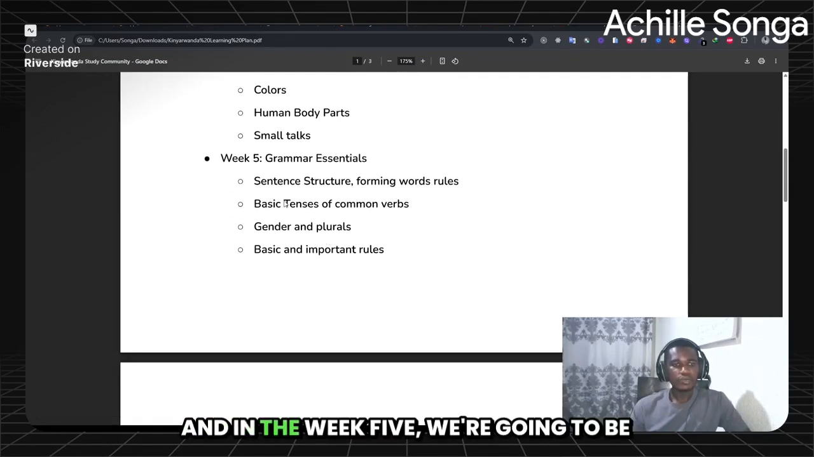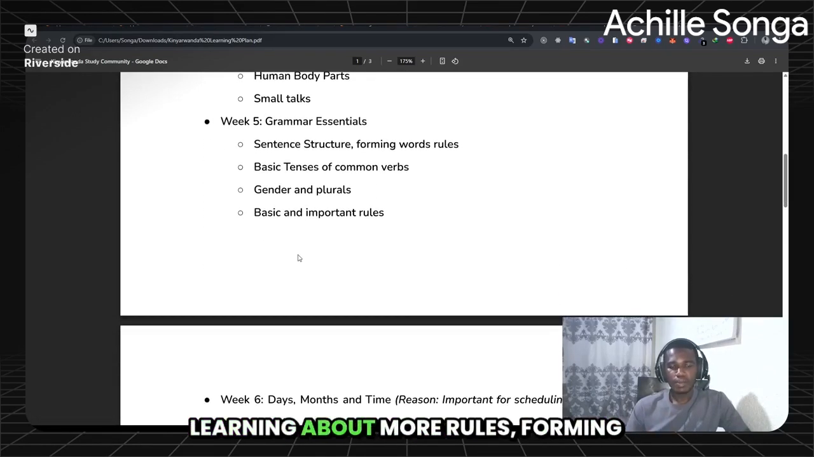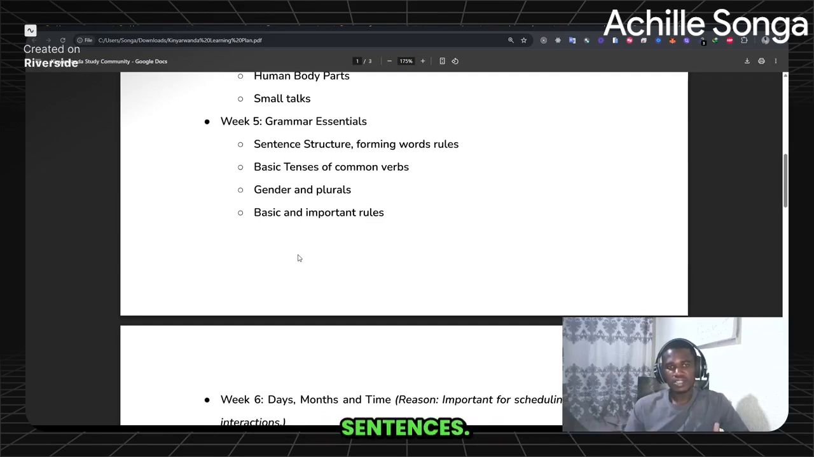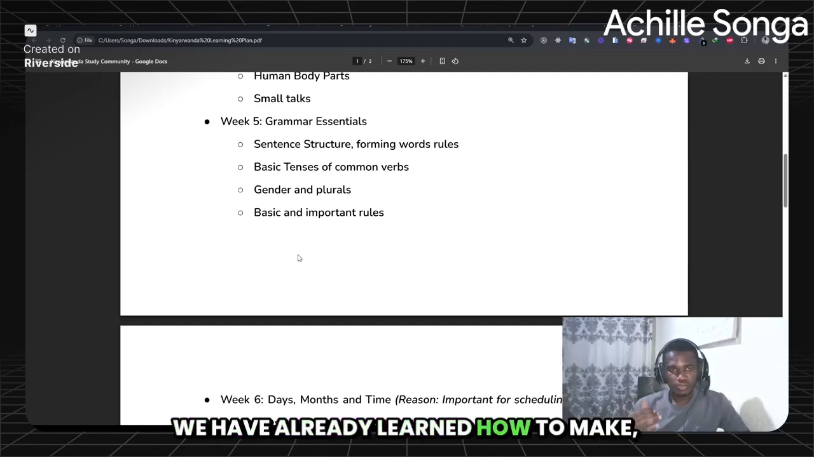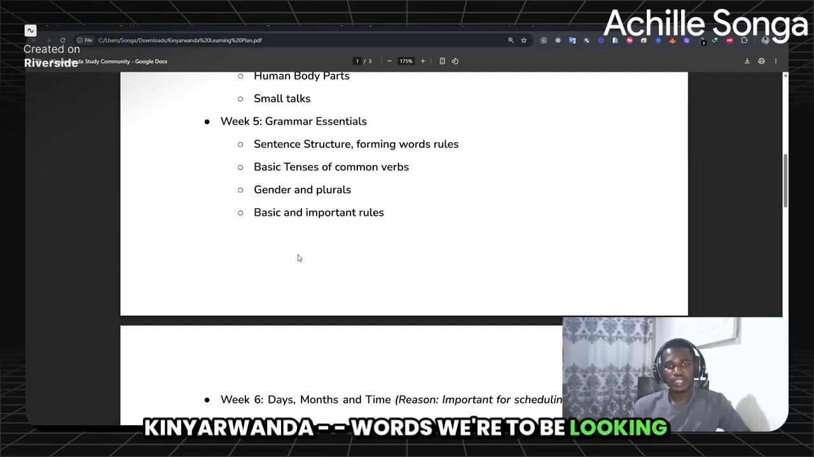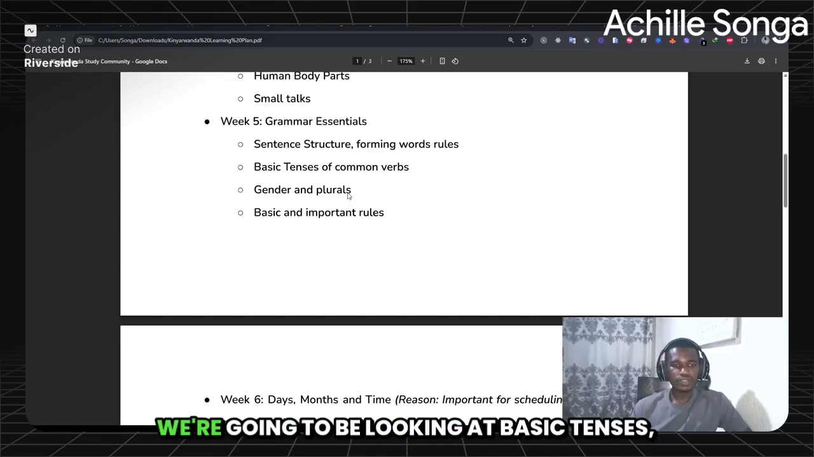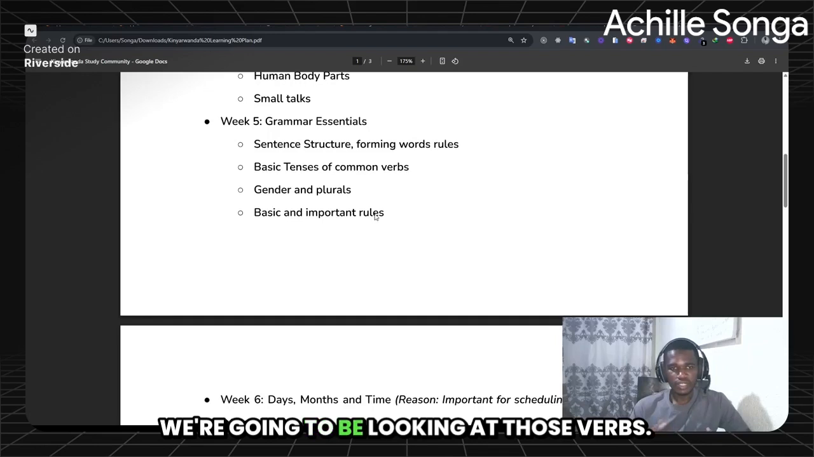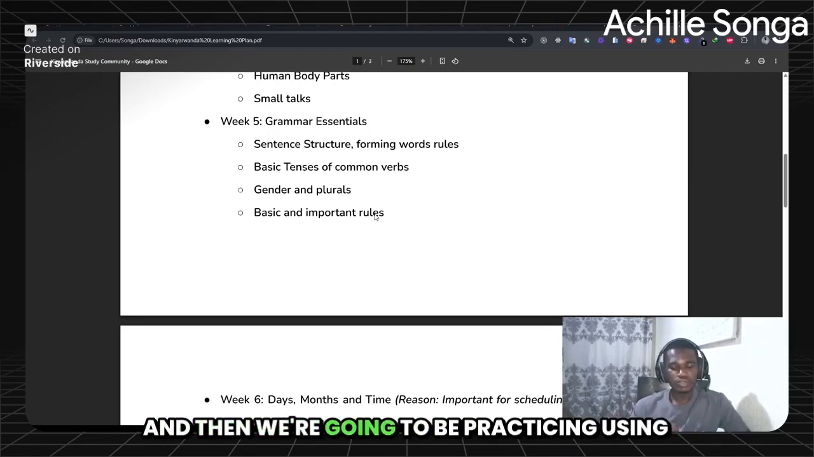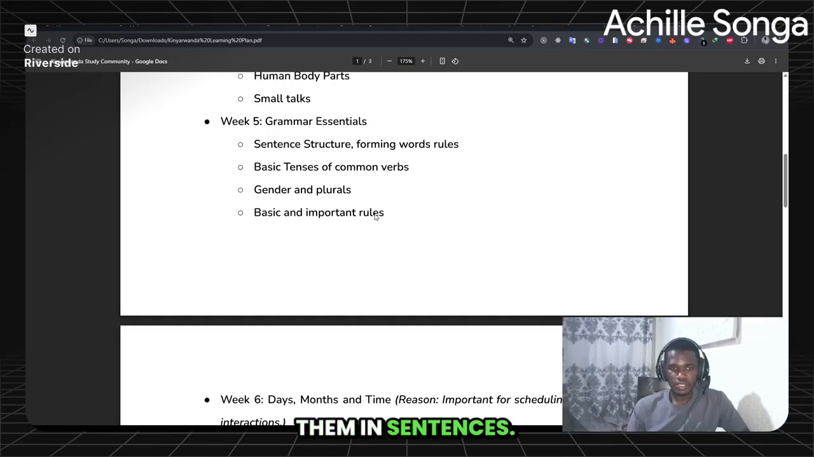And in week 5, we're going to be learning more rules, forming sentences. We have already learned how to make Kinyarwanda words. We're going to be looking at sentences. We're going to be looking at basic tenses, common verbs. How do you put them in the future and the past? And then we're going to be practicing using them in sentences.